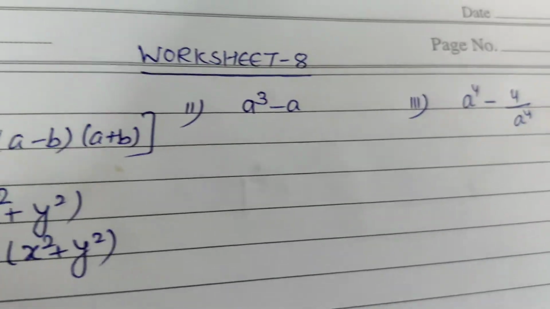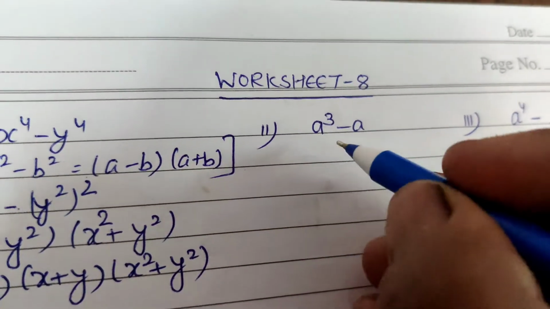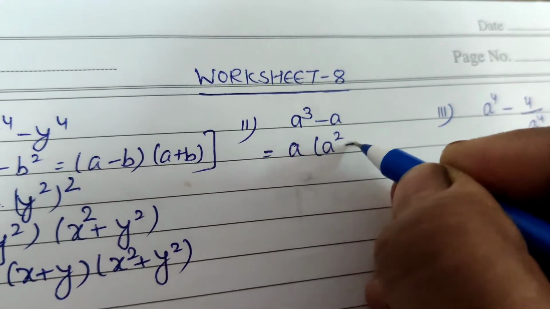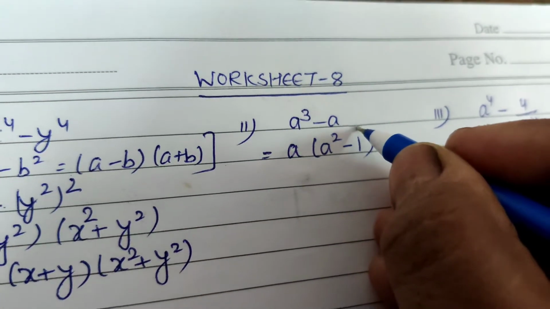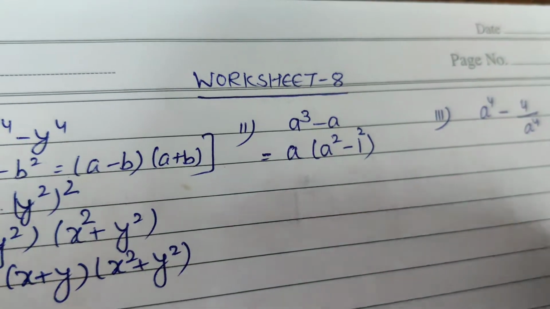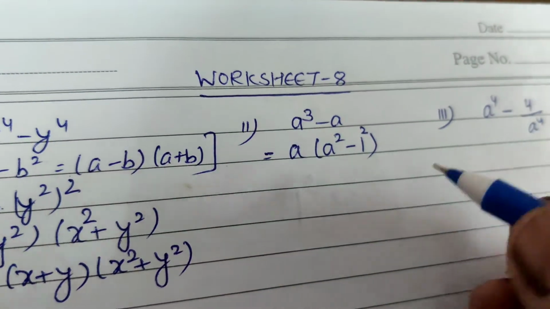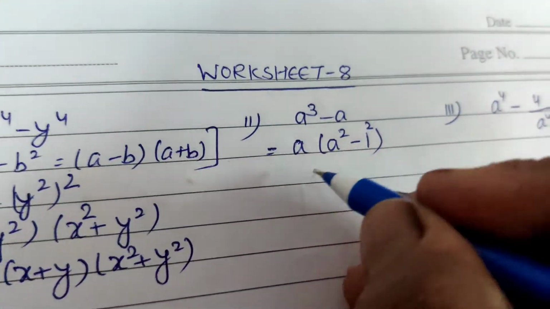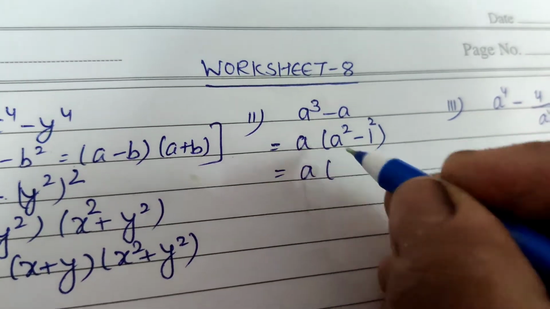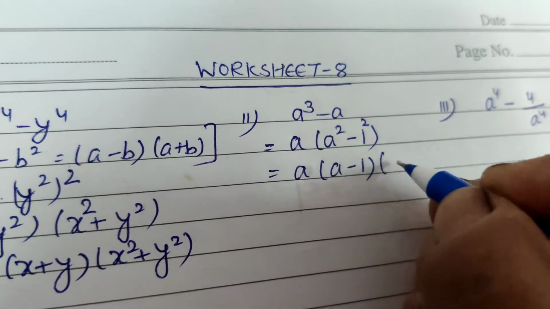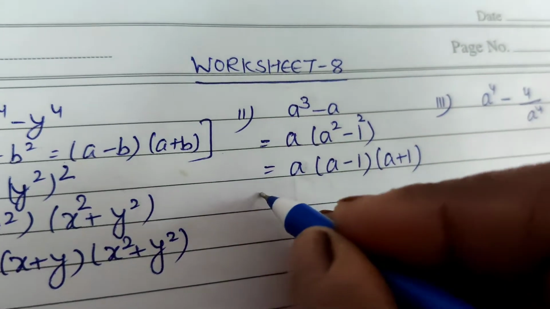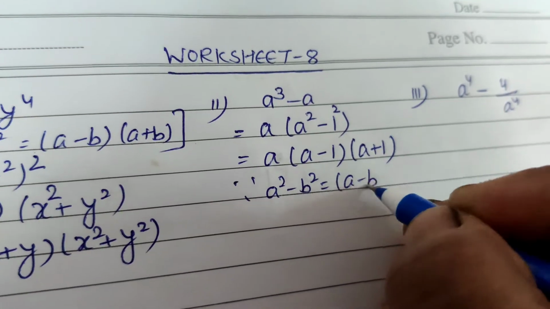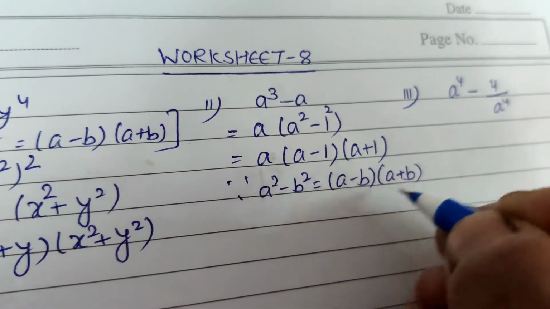Now the second factorization is a cube minus a. First take a common, we get a into (a square minus 1). So we can write a square minus 1 square. Using the same identity a square minus b square equal to (a minus b)(a plus b), we get here (a minus 1) and (a plus 1). Write here the identity a square minus b square, a minus b and a plus b.